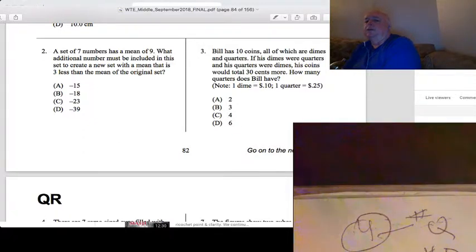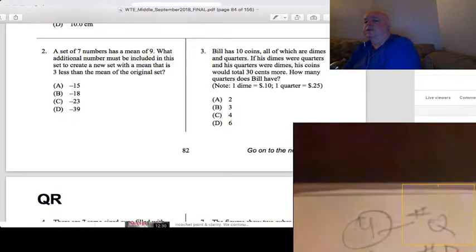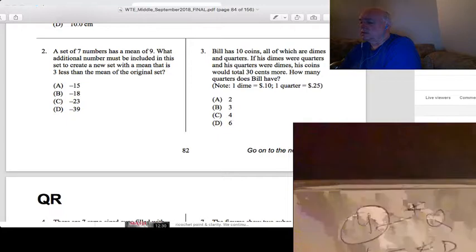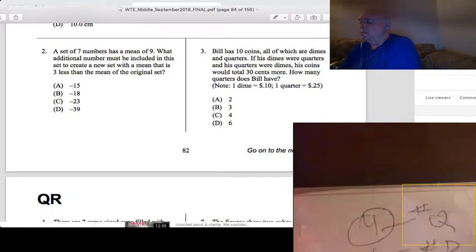Normally dimes are 10 cents and quarters are 25 cents. They're saying if his dimes were worth 25 cents and his quarters were worth 10 cents, if he flipped the numbers, would he end up having 30 cents more if we use 4 quarters? So normally 4 quarters is $1, and normally 6 dimes is 60 cents. So that would be $1.60. This is normal.